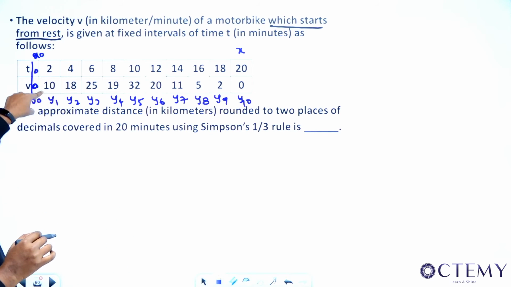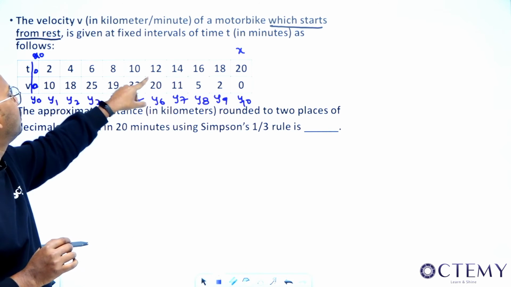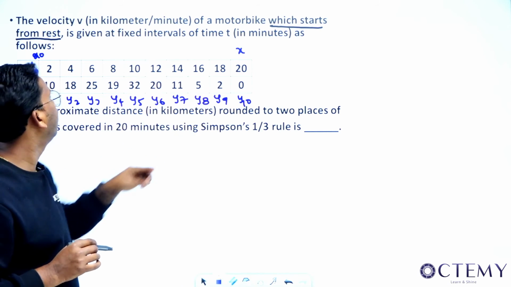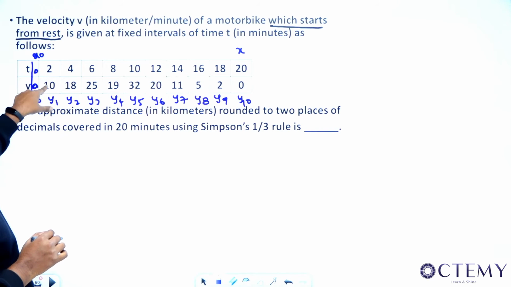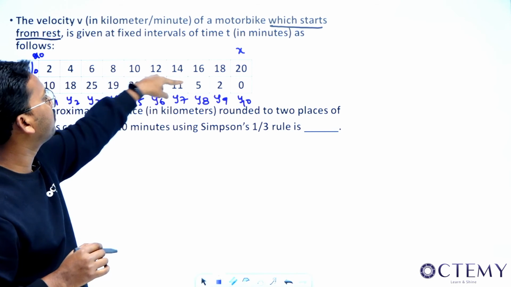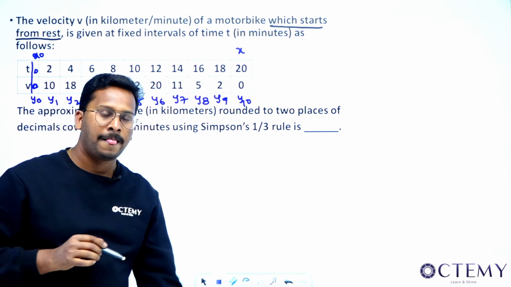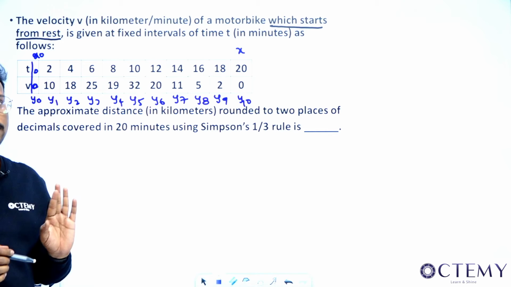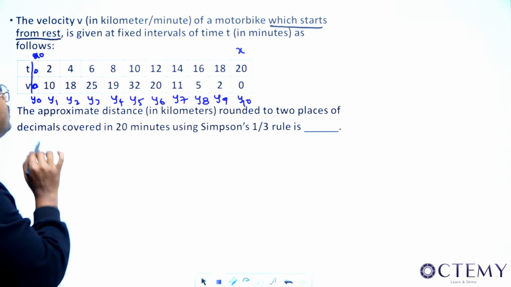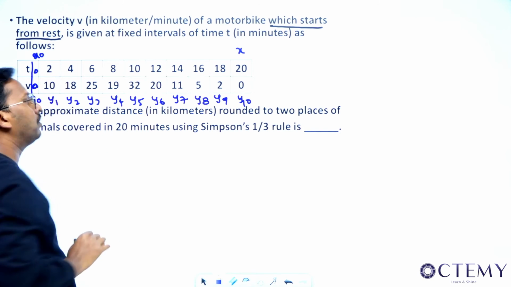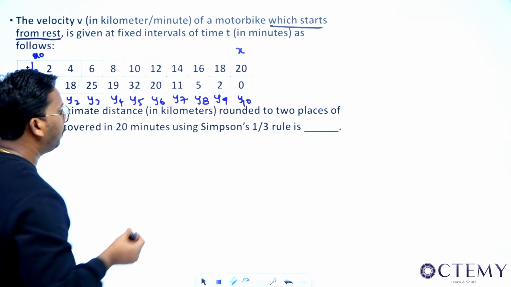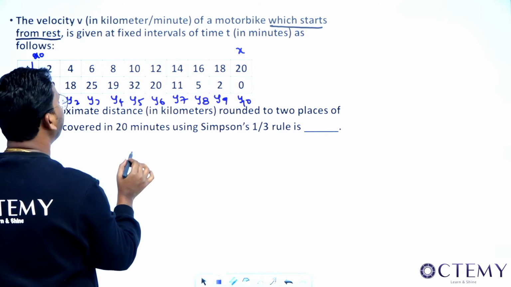So you will write this as y0, y1, y2, up to y9 only. Whenever you get an even number at last in your Simpson, that means you are doing something wrong. You have to add an interval. You have to understand that when time t is equal to 0, the velocity is equal to 0. As the time increases, the velocity increases. Right? So now if you apply Simpson's rule, h is how much, sir?